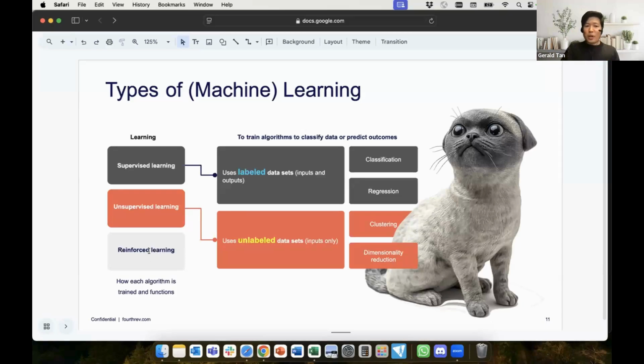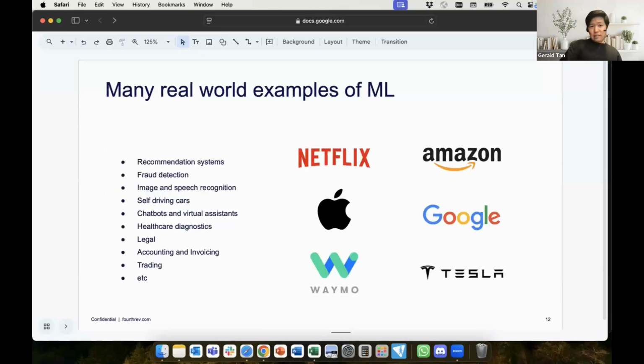Reinforced learning is not something you will use unless you are trying to create something that AI learns from the environment. So here are some best examples that I can give you. There's a lot of machine learning happening in the real world. You have recommendation systems, and Netflix will tell you what film to watch. And obviously Amazon does a great job telling you what you should be buying. There's also fraud detection. You can have image and speech recognition. And of course, this is reinforced learning, right? Self-driving cars like Waymo, Tesla, they learn from the environment.